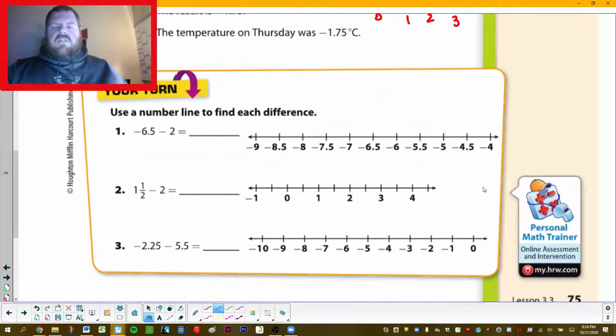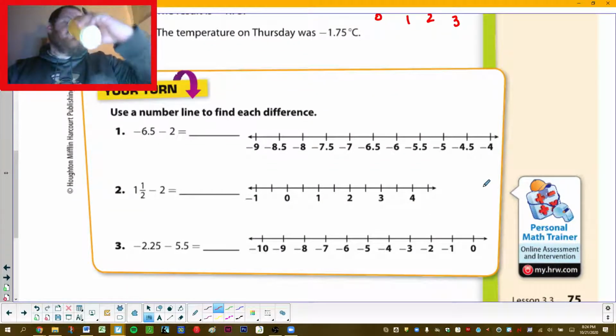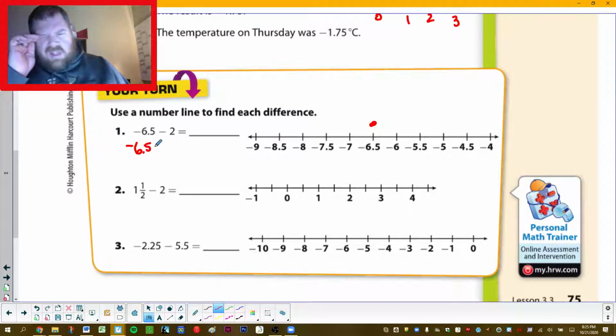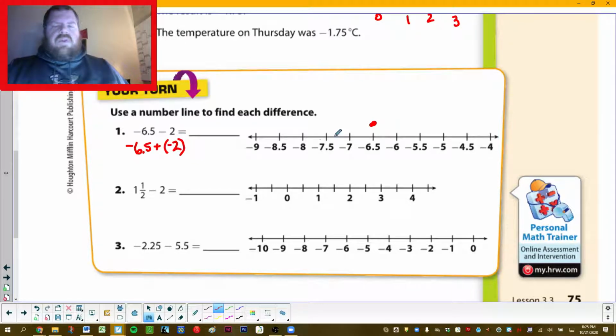Let's find the difference of these ones. So I've got negative 6.5, which is right here. It's on my number line, so that's good. And I want to subtract 2. And we can look at that a couple different ways. The way we looked at it with integers was that subtracting 2 was like adding a negative 2. And that reassures us that we're going to be moving left.